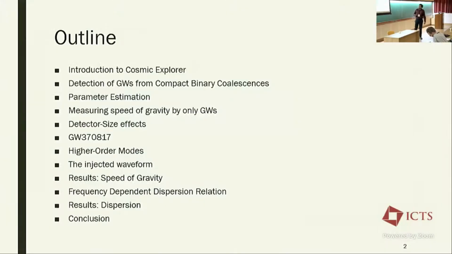Okay, so this is the rough outline of my talk. I will first introduce what Cosmic Explorer is and then talk a bit about how we detect and do parameter estimation of gravitational wave signals. Then I am going to talk about how exactly we are measuring the speed of gravity by only using one detector and no electromagnetic counterparts. It's a completely gravitational wave measurement. And then I'm going to introduce the system that we are using for all of this, and then I'll just move on to our results.